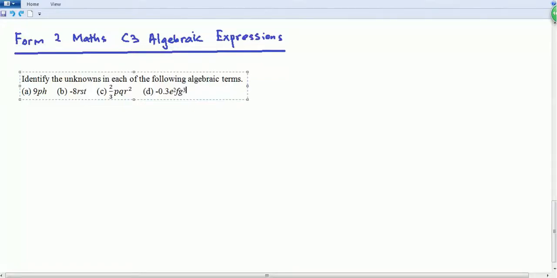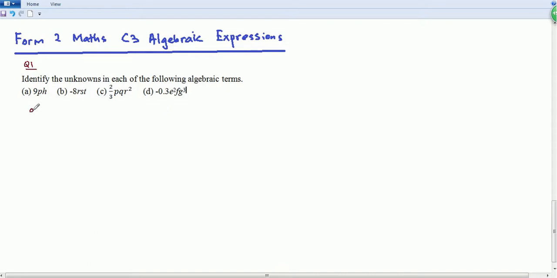So today I want to talk about Form 2 Chapter 3 Algebra Expression. Let's look at the first questions. Okay, identify the unknowns in each of the following algebraic terms. So for part A and part B, you should have no problem to state the unknown.